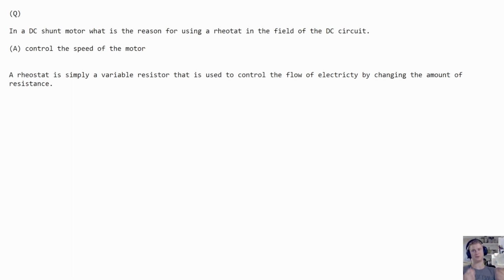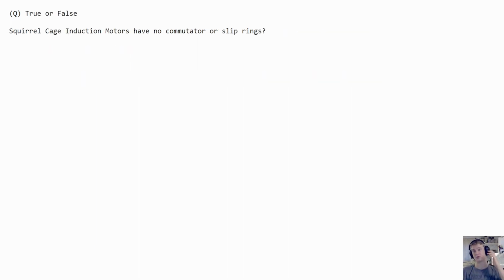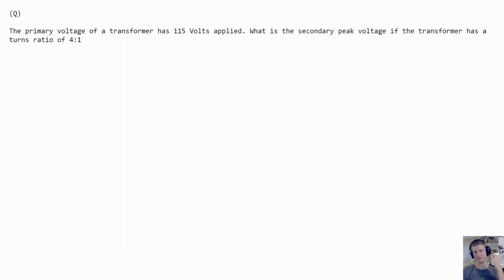A rheostat is simply a variable resistor that is used to control the flow of electricity by changing the amount of resistance. This is similar to a potentiometer, so it's good to know the difference between a rheostat and a potentiometer. There are videos that explain it perfectly that are only a minute or two long on YouTube. I'll also link one or two of those down below in the description. Okay, next we have a true or false. Squirrel cage induction motors have no commutator or slip rings. And this is true.